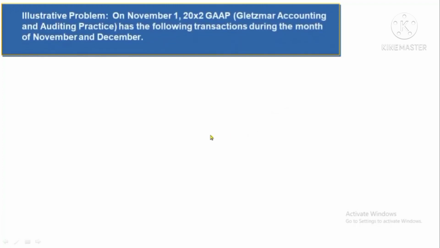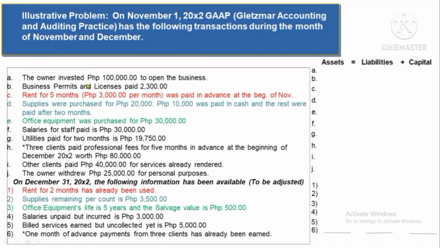So here we are in the last portion of our video lecture. So let's go to the comprehensive illustration. On November 1, 20x2, GAAP, or Gletzmar Accounting and Auditing Practice, has the following transactions during the months of November and December. Here are the transactions for the past 2 months. So in here, we have transactions A to J and adjusting transactions 1 to 6. So our job is to know their effects on the accounting equation, assets equals liabilities plus capital.